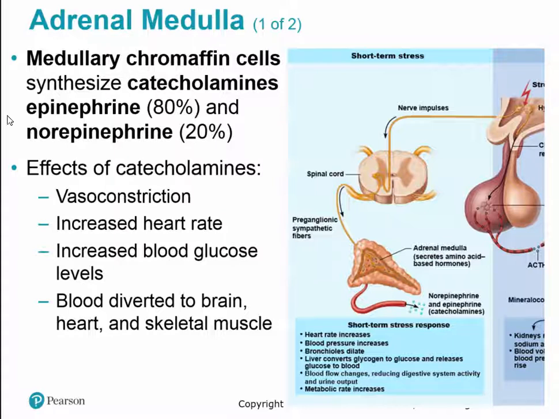Again, epinephrine is produced by the adrenal medulla. Another name you might hear epinephrine called is adrenaline. So think of when your adrenaline's pumping, right, your heart's racing, your blood pressure is increased, for that fight or flight response.